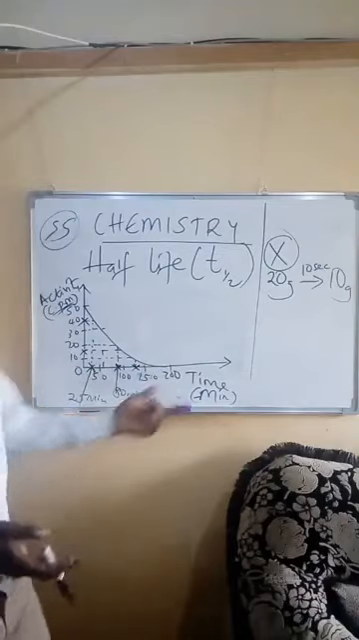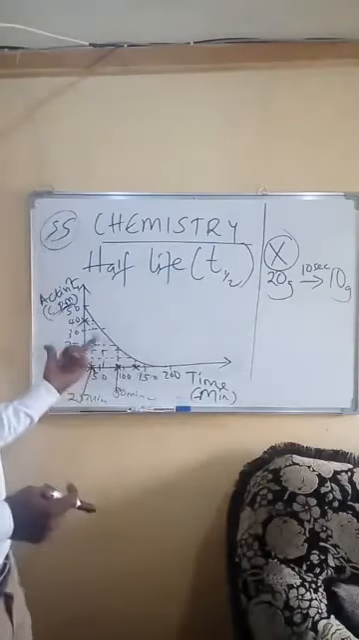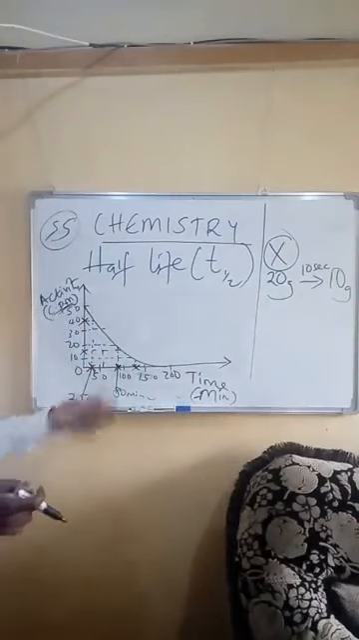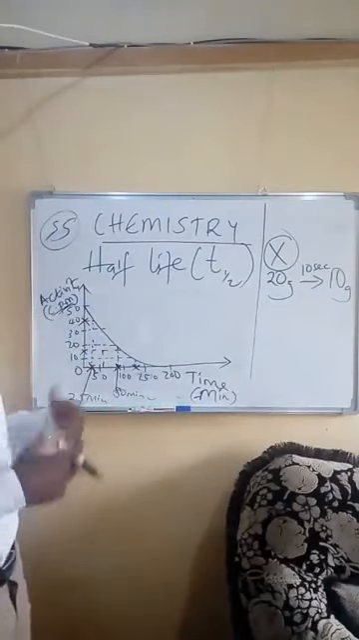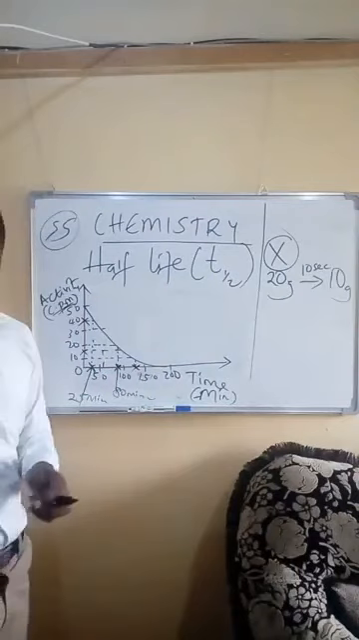So just like we were using the masses, you can also use the activity in counts per minute or counts per second to calculate the half-life for a given substance.